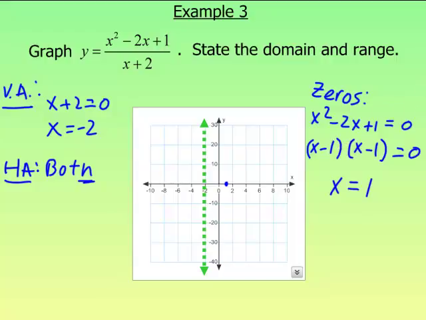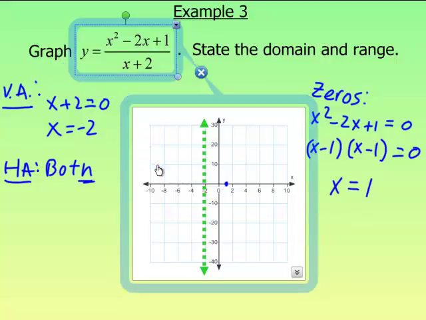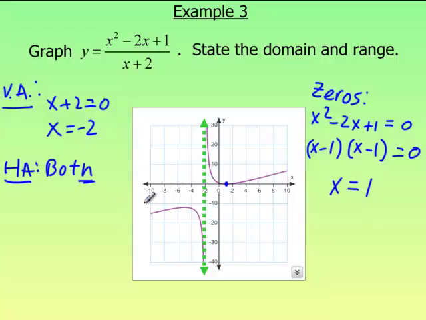And then we would pick out some points and substitute them in, and then we would plot our graph, and it would look like that. And look what we have there. That's awesome. That is graphing rational functions.